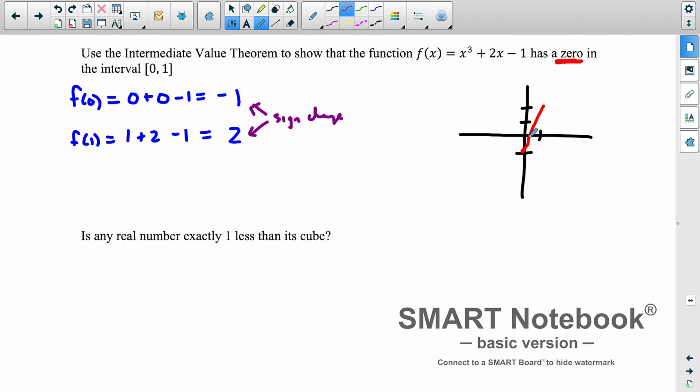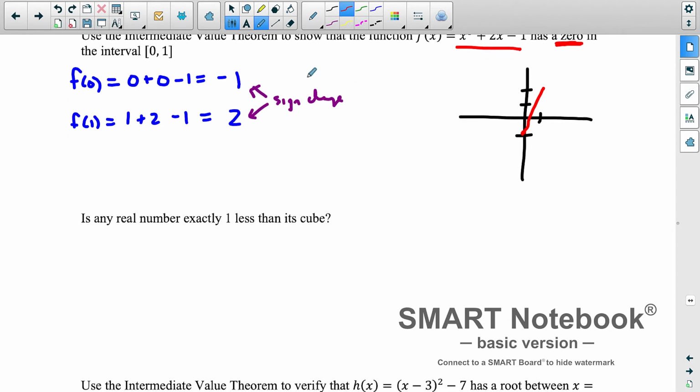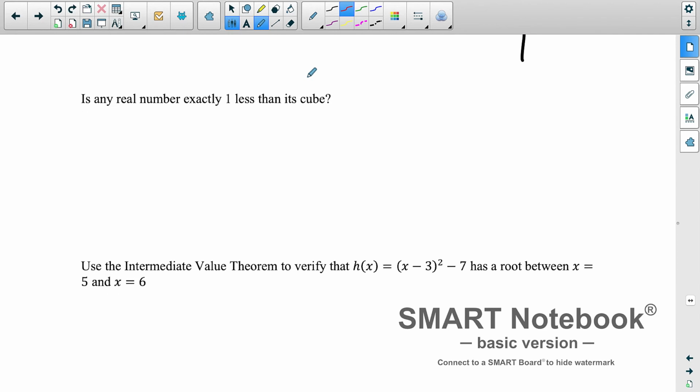So do I know exactly where it is? No. But I know that there must be a 0 between 0 and 1 on the function. Right? There's no way to go from -1 to 2 without crossing that x-axis, unless it's discontinuous. But we're dealing with continuous functions. This is a polynomial function here, and polynomial functions are continuous. So I've done it. I've proven that there must be a 0 between 0 and 1.